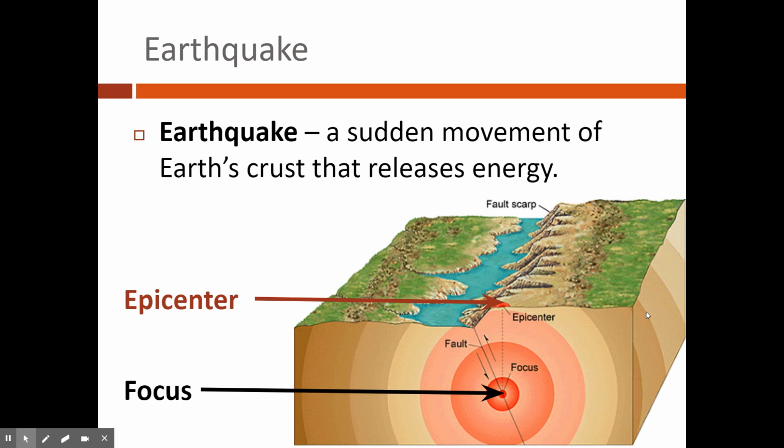So an earthquake is going to occur along a fault line, okay, anywhere along a fault line. And it's really impossible to predict exactly where that stress is going to be released from, but it's like a breaking point in a rubber band. If you stretch a rubber band out, eventually it's going to snap. Where it's going to snap is going to be the weakest point, and that's what we call the focus of an earthquake.